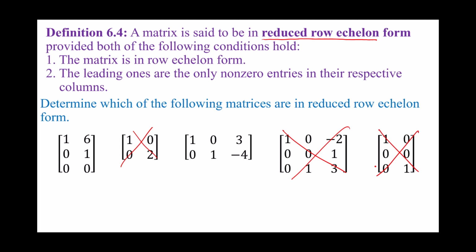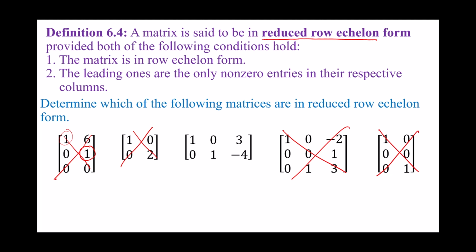The second condition: the leading ones are the only non-zero entries in their respective columns. If I look at this first matrix, here's the leading one, and that is the only non-zero entry in that first column. We just have 1, 0, 0. The next row, here's the leading one, but that is not the only non-zero entry in that column. There's a 6 in that column also. So this one is not reduced row echelon form. It is in row echelon form, but not reduced row echelon form.